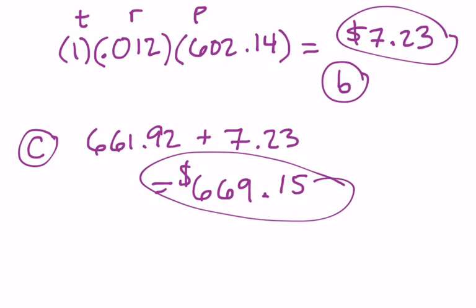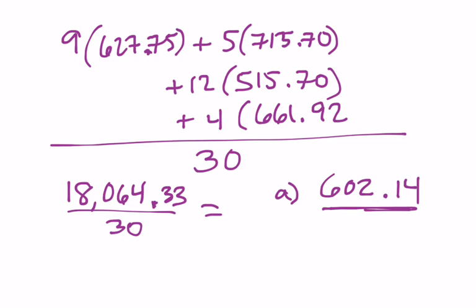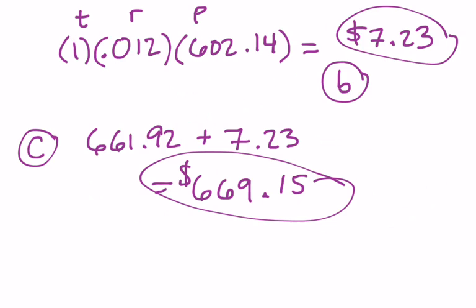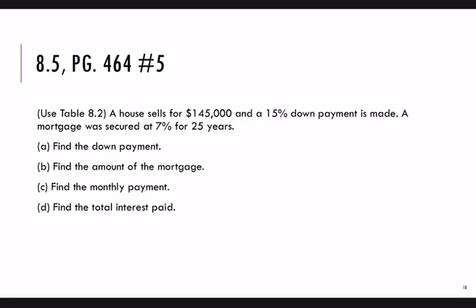Okay, so here's B, C, and here's part A. Section 8.5. The house sells for $145,000 and a 15% down payment is made. A mortgage was secured at 7% for 25 years. Find the down payment.